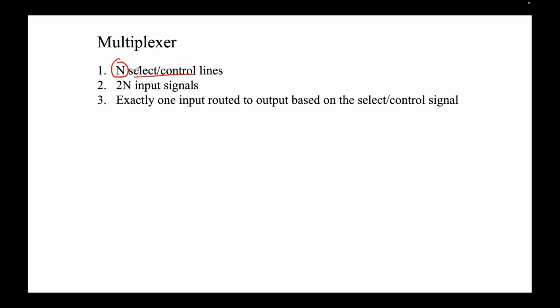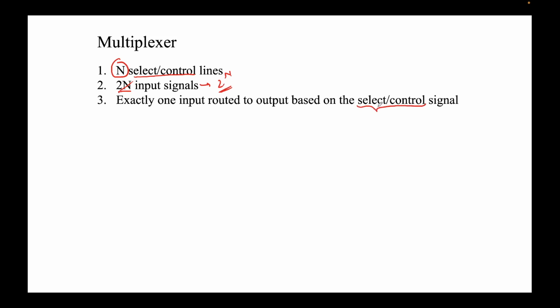And if there are n number of select or control lines, there should be 2 to the power n. Sorry, it's not 2n, it's 2 to the power n input signals. And the most important property of a multiplexer is exactly one of these 2 to the power n inputs will be sent to the output. Now, how will we select which one is selected? This will be selected by the signal. That's why the name select or control signal.